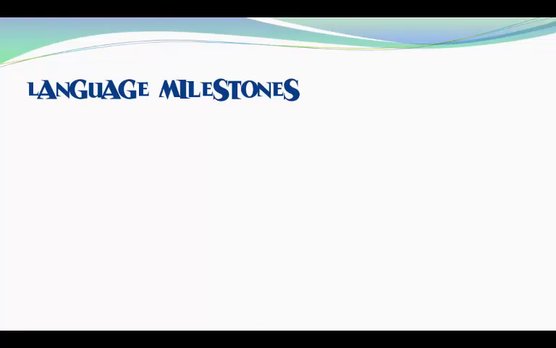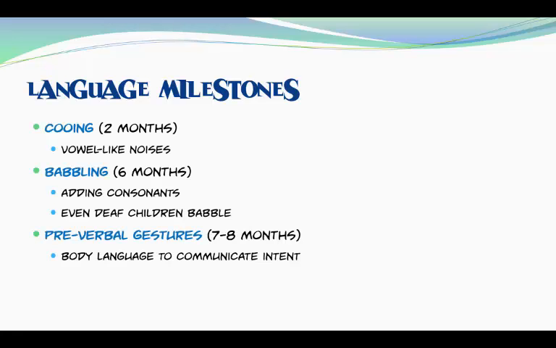Now, there are some milestones in learning language that seem to be fairly universal to humans regardless of what language you speak. We coo around 2 months. Around 6 months, we add hard consonant sounds. Around 7 to 8 months, we start using our body in addition to try to communicate ideas, such as holding our hands up to be picked up.